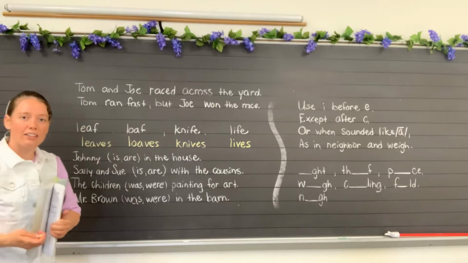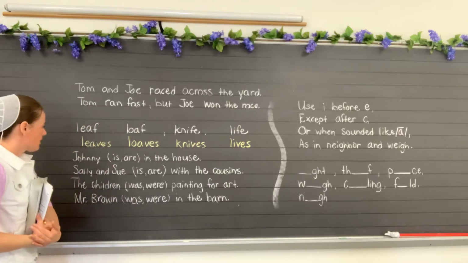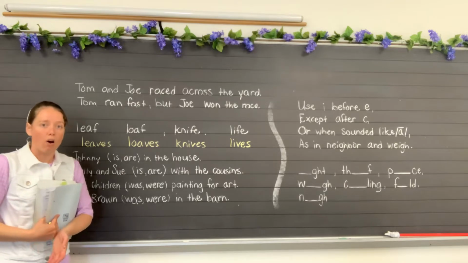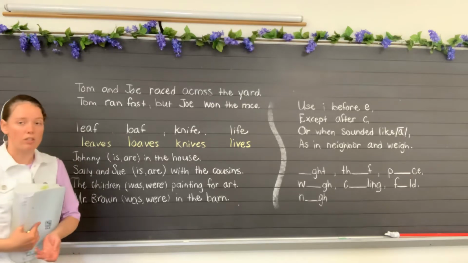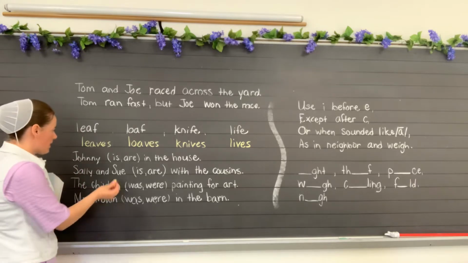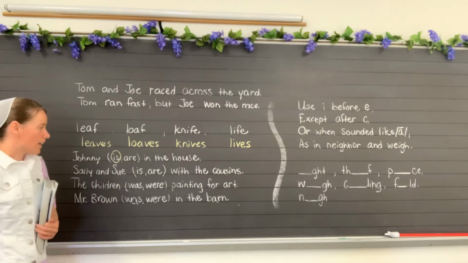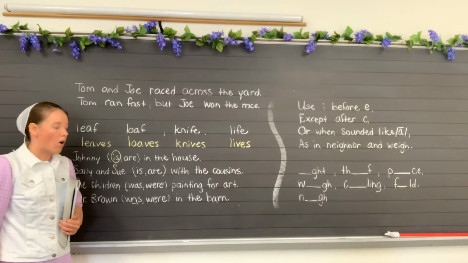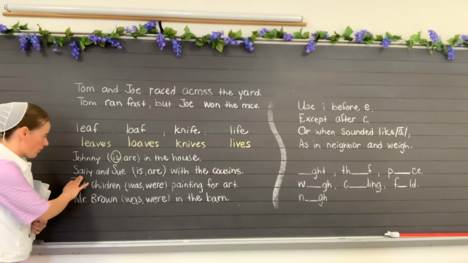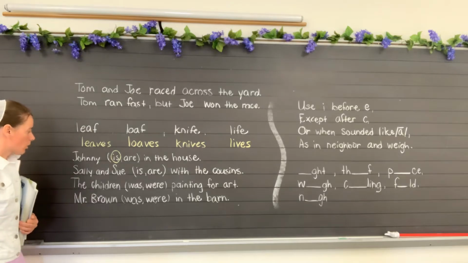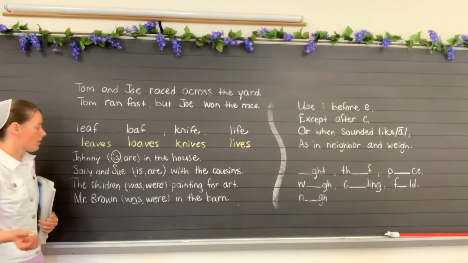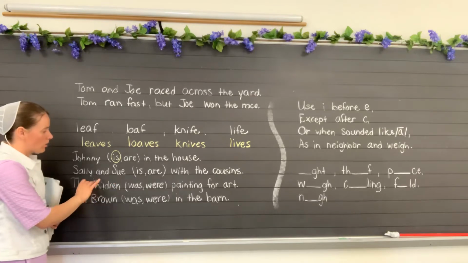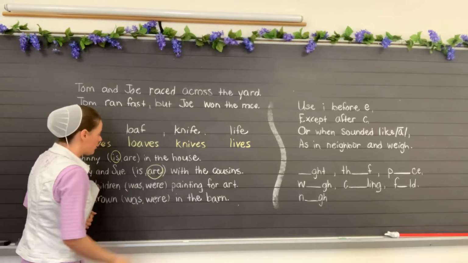Okay, let's look at these sentences here. The first one says, Johnny is or are in the house. So would it make sense to say Johnny is in the house or Johnny are in the house? Well, whenever you have a singular noun, you need to use the word is. So is correct. Sally and Sue is or are with the cousins. For this sentence here. So we would say Sally and Sue is with the cousins or Sally and Sue are with the cousins. Well, we have more than one noun here, so we will use are for the verb.